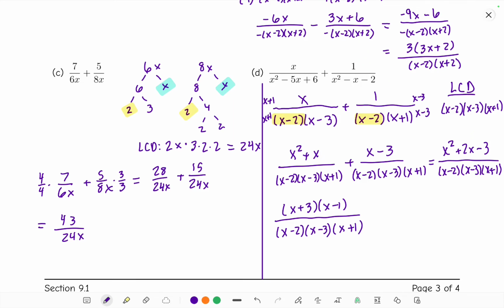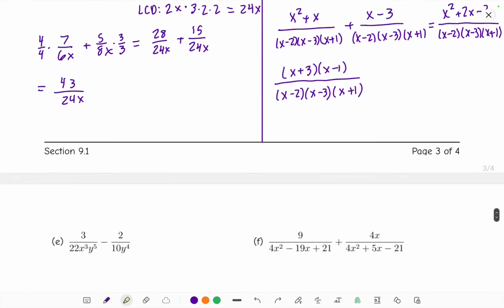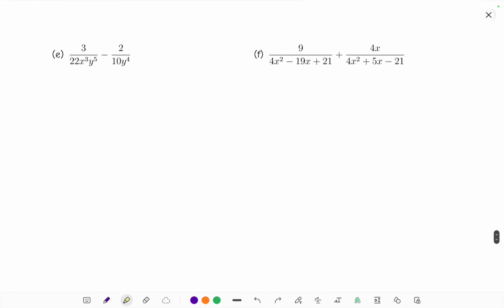So this one is trying to get you because there's an x plus 3 on top, x minus 3 on the bottom. They don't cancel out. x minus 1 on top, x plus 1 on the bottom. Those also don't cancel out. So this is the final answer. Okay. And then E and F.